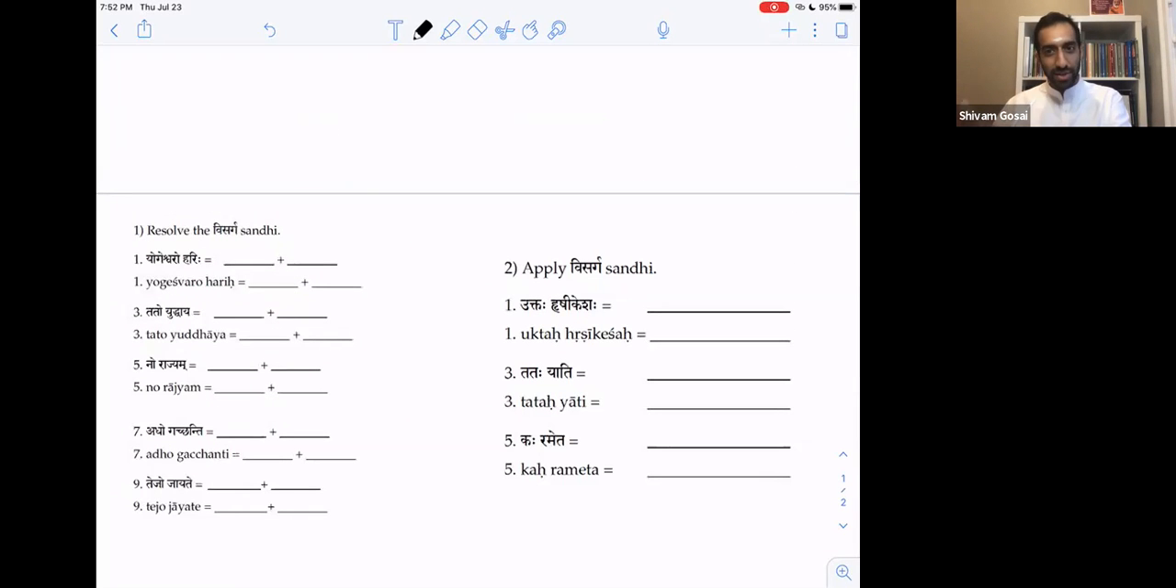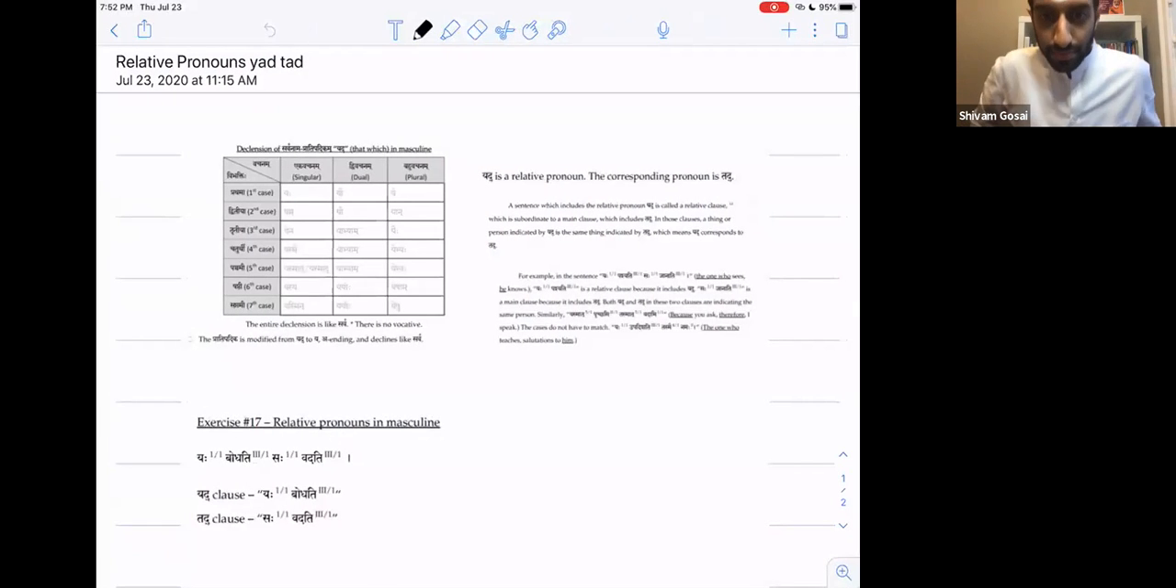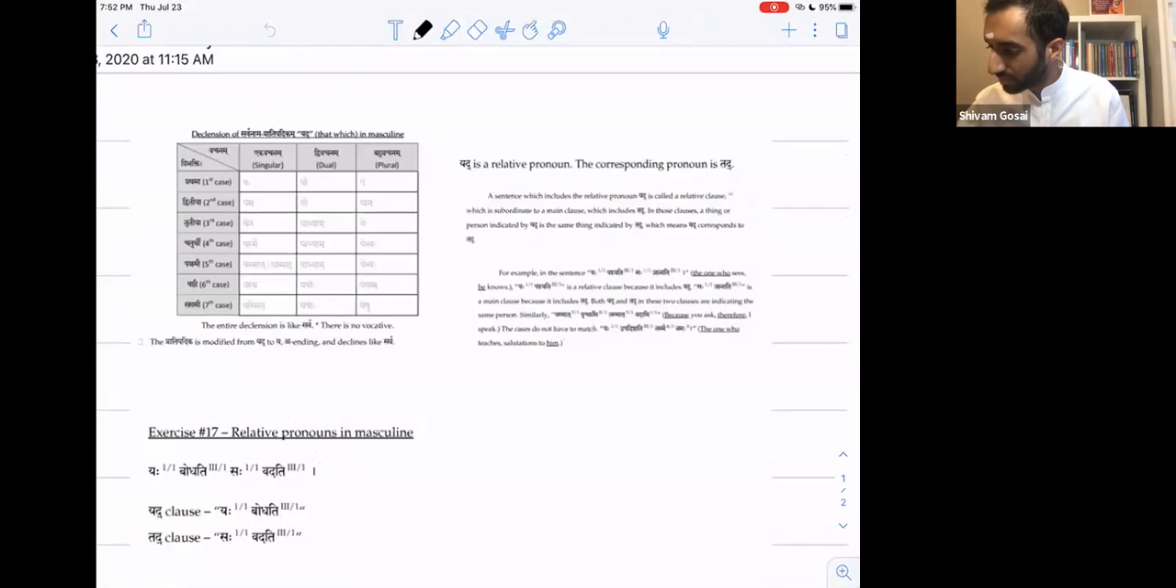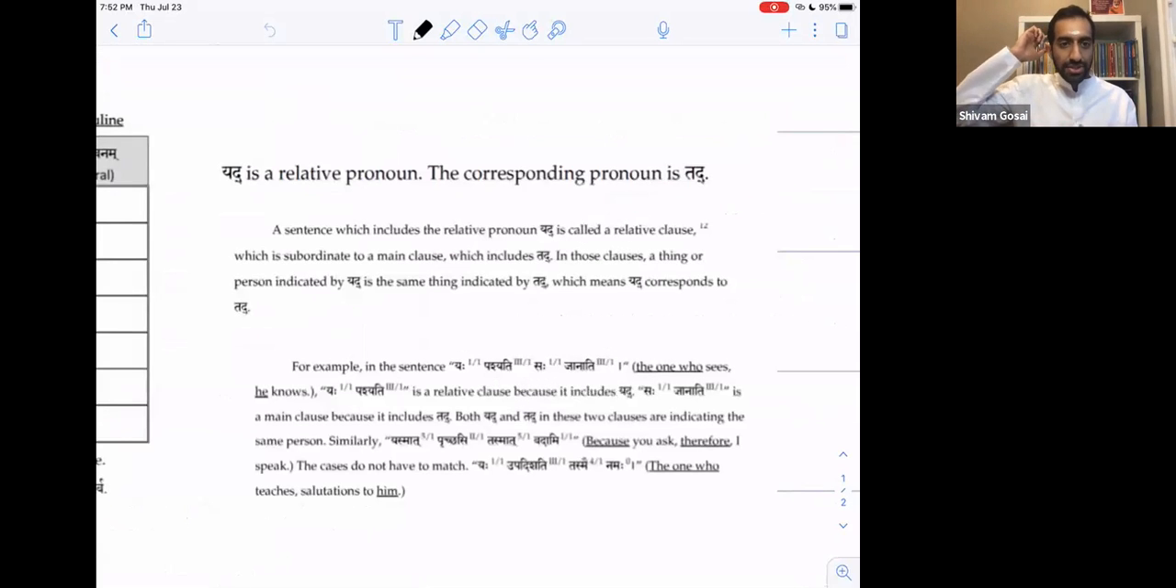So we say Namo Namah to this, and we leave it, and we'll go back to our book 1. We're going back to Yad Shabda. You can open up your book 1 to page 96. We already did the declensions. Yad is a relative pronoun, and it correlates with the word tad. Where you see Yad, you often see tad, but not always the other way.